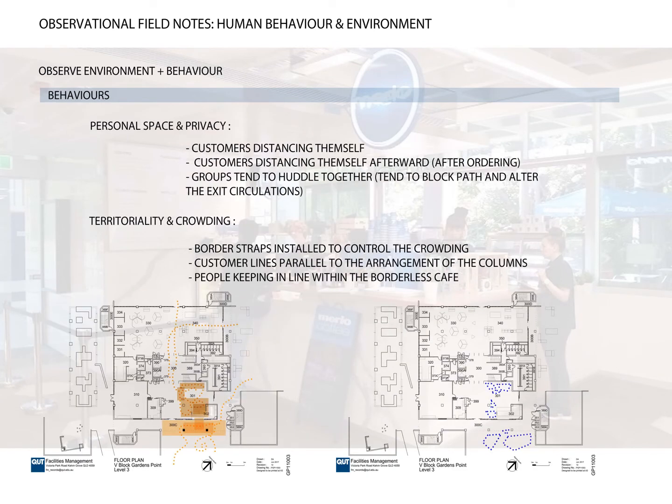Personal space and privacy. Customers tend to distance themselves after ordering and while waiting for their names to be called. Groups tend to huddle together, block the path, and alter the exit circulation. On territoriality and crowding, the border straps installed to control crowding usually work. Customers line up parallel to the arrangement of the columns, keeping in line within the borderline.